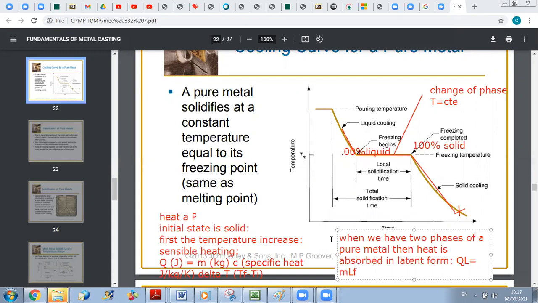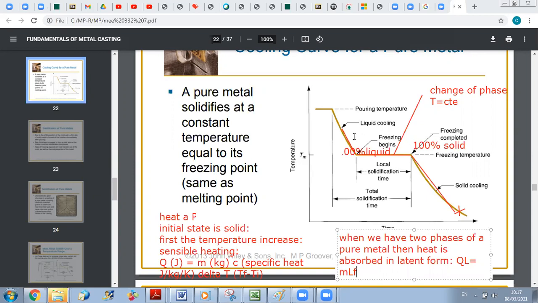And in case you are moving in the opposite direction, so if you are freezing, during this phase heat is lost, while if you are heating, during this phase heat is gained. Now LF, also called heat of fusion, is a characteristic of the fluid, of the metal.